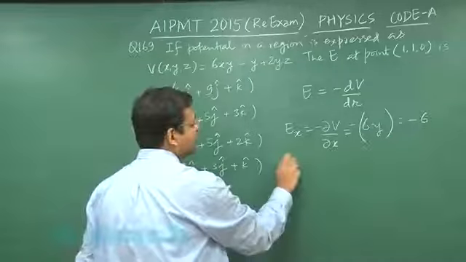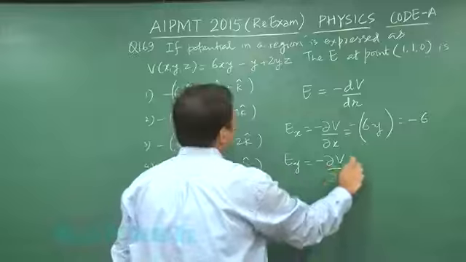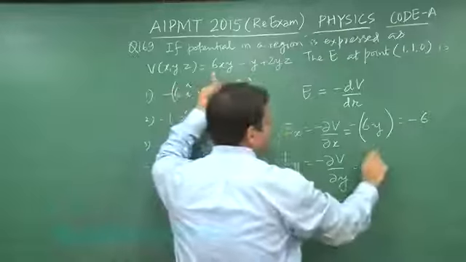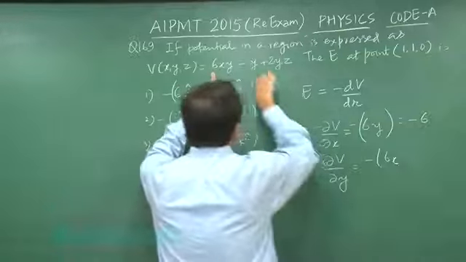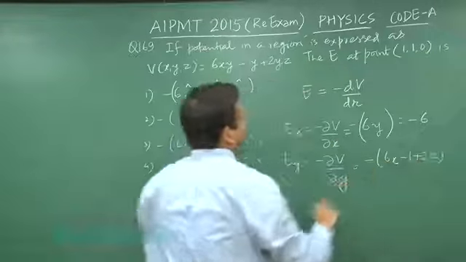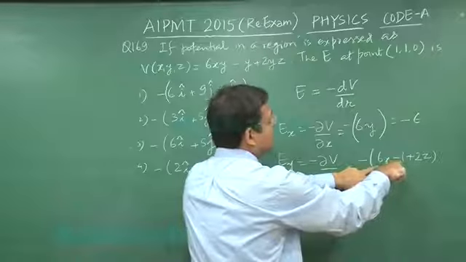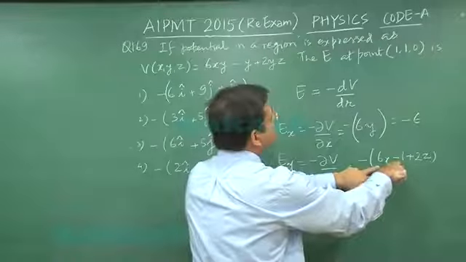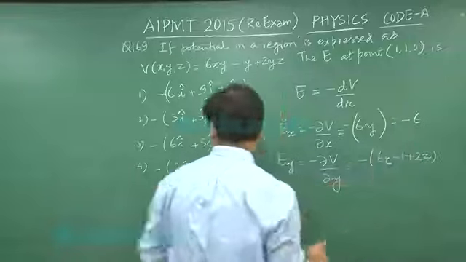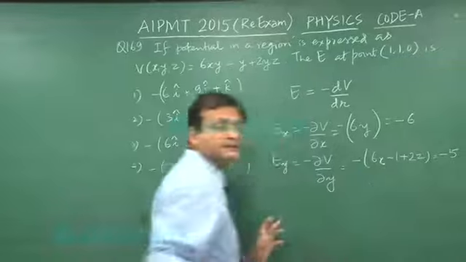On similar lines, if you differentiate with respect to Y, minus del V by del Y, this will simply be minus of 6x minus 1 plus 2z. You understand? And you substitute the value of x as 1. So this is 6 minus 1, that is 5, and z value is 0. So this is minus 5 Newton per Coulomb.